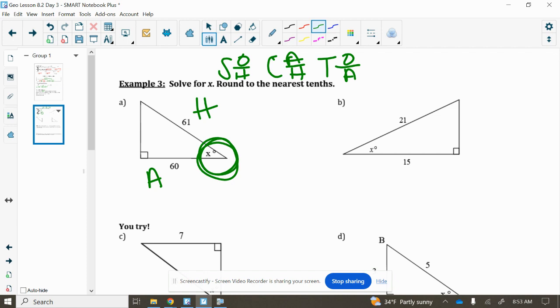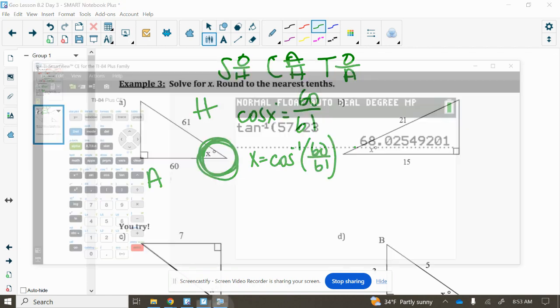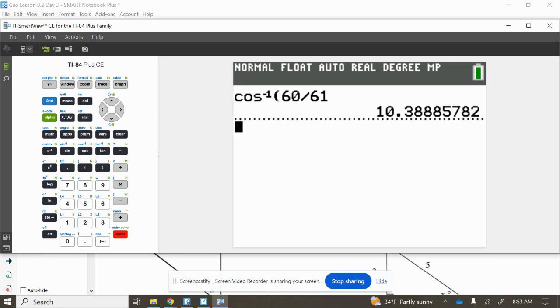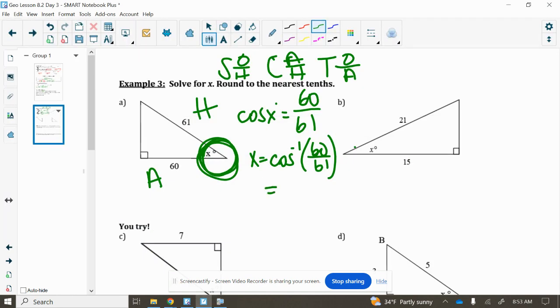So we set this up. But again, the key is our x is the angle this time. So cosine of x degrees equals adjacent over hypotenuse. So again, we don't have to think about switching and dividing or multiplying, because in order to get x, we need to have the inverse of 60 divided by 61. So cosine inverse 60 divided by 61. We get our angle measure to be about 10.4 degrees.